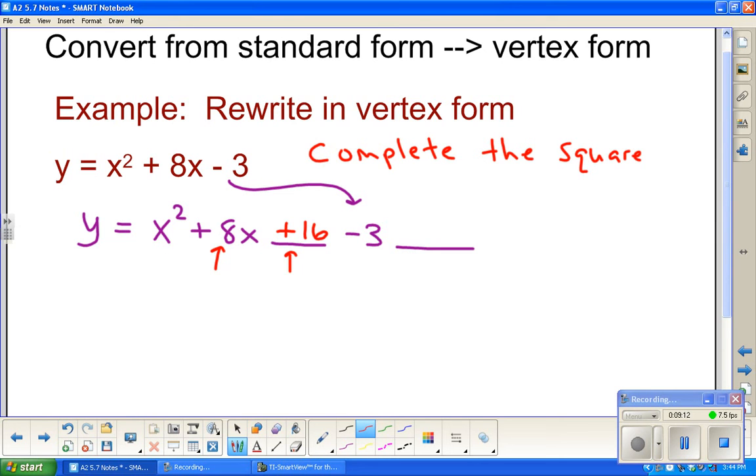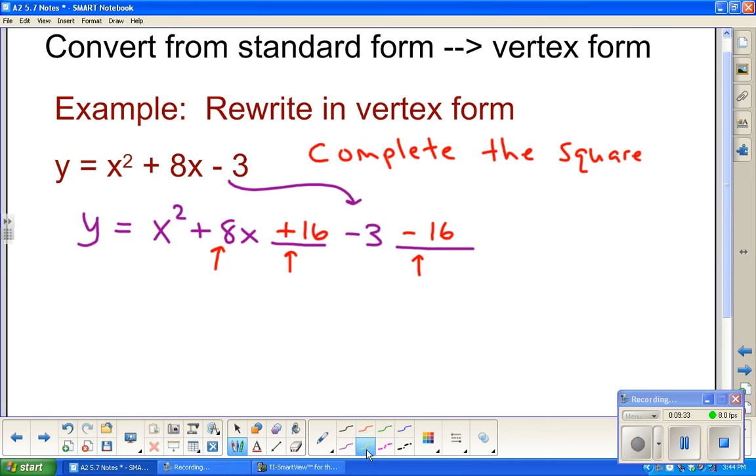Don't rush through this. We just added 16. We are on the same side of the equation. I need to balance that out. I need to subtract the 16 to balance that out. We're not working on the other side of the equation where the y is, on the left side. I'm just going to keep that minus 16 to balance out what we just did.